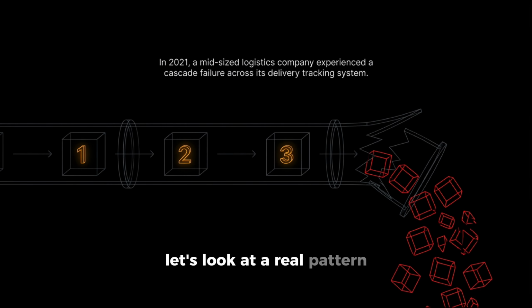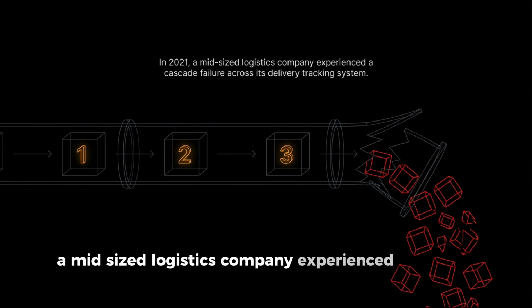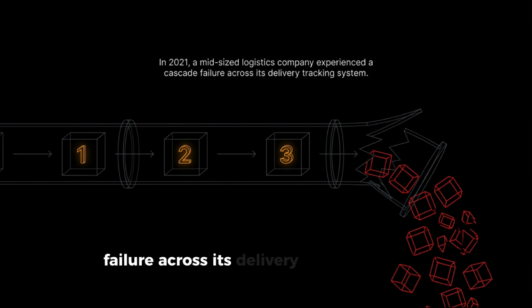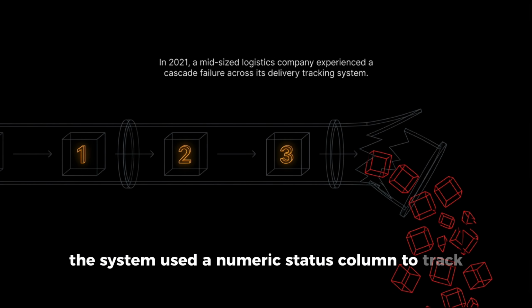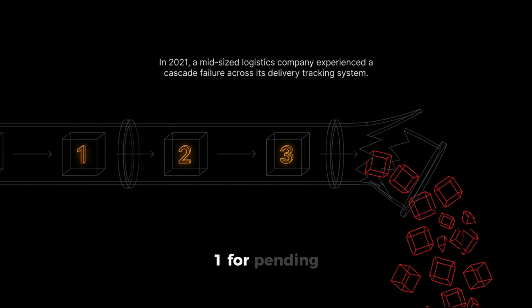Let's look at a real pattern. In 2021, a mid-sized logistics company experienced a cascade failure across its delivery tracking system. The system used a numeric status column to track shipment state, 1 for pending, 2 for in transit, 3 for delivered, 4 for failed. 2 years earlier, a developer had added a new state, shipments held at customs.